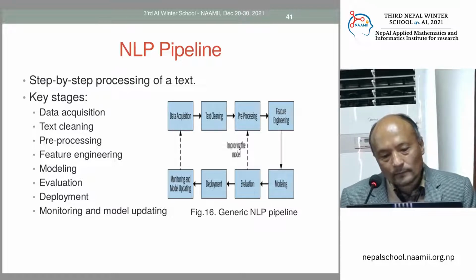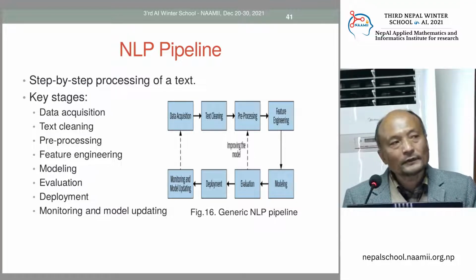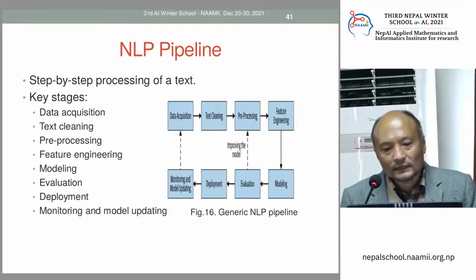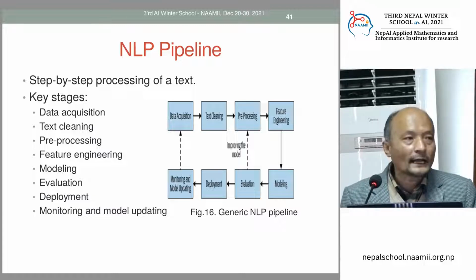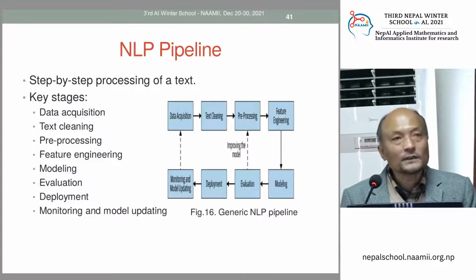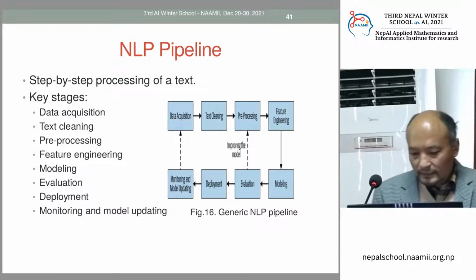Similarly, in the monitoring and model updating part, basically you realize that your data sets are not sufficient in number. Then of course you need to acquire more data. You need to maybe introduce some additional features or all this stuff, right? So this is basically the generic NLP pipeline here. We'll be looking at each step in detail.